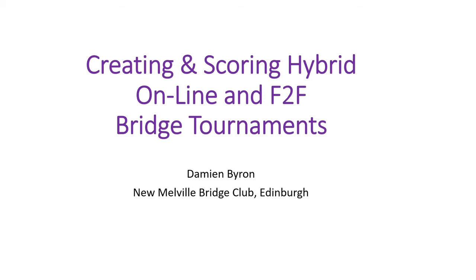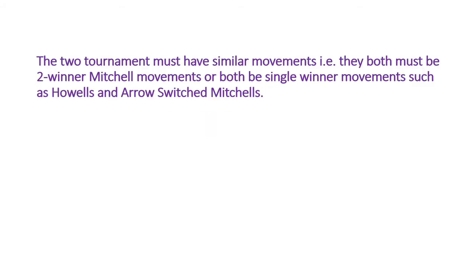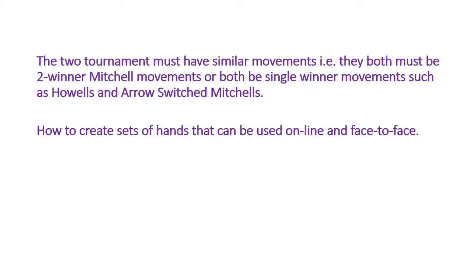Now it goes without saying that the two tournaments must have similar movements, i.e. they both must be two winner Mitchell movements or both be single winner movements such as Howells and arrow switch Mitchells. It would make no sense at all to try and score together tournaments which have different types of movement. So you do have to bear that in mind, and sometimes that can be tricky to arrange if you've got different numbers in these tournaments.